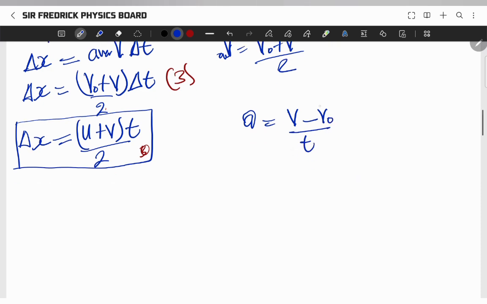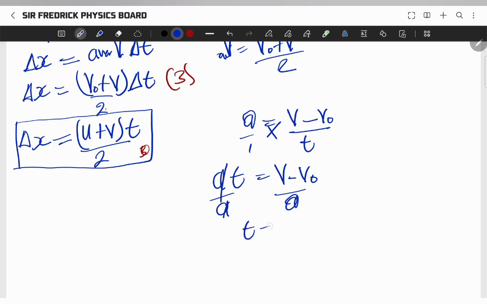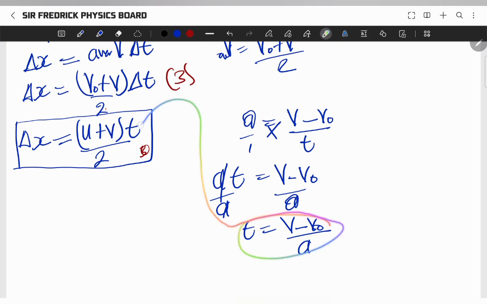Okay, so we are going to solve for time. So what does that mean? Time times a is equal to v minus v naught. I want to remain with time, so on both sides I will divide by acceleration, so that goes. So time is just v minus v naught over a. Okay, so what do I do with this expression? Now I'm going to lift this expression and replace it right there.